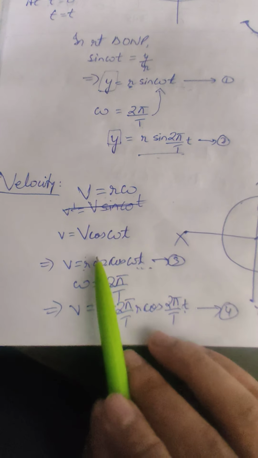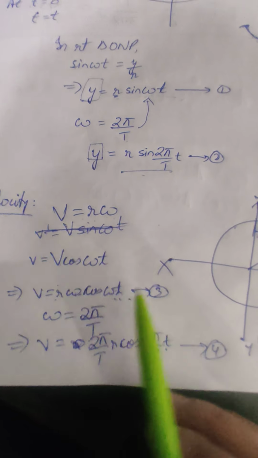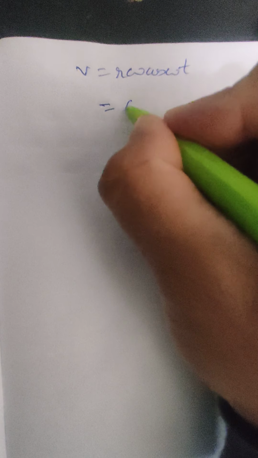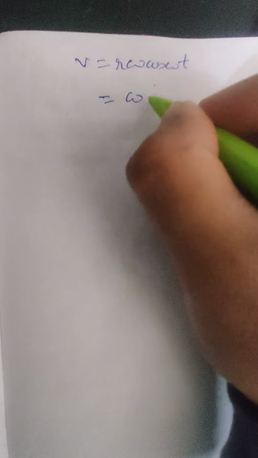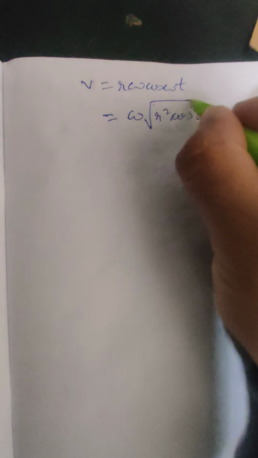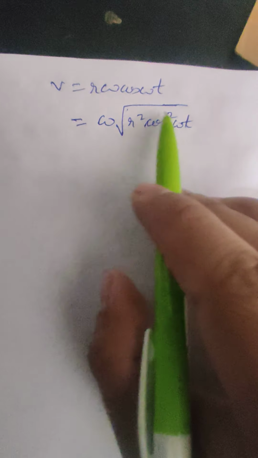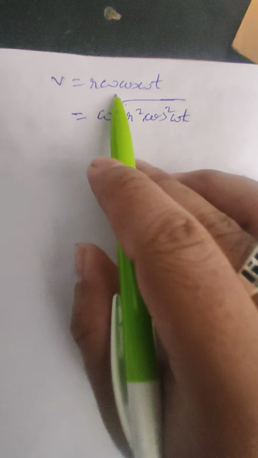Now again, let me rewrite equation 3: v equals r omega cos omega t, okay. Now we will just rearrange it. This will be equal to the root of r square cos square omega t, okay. How is it equal? If we remove the root, then the square will be gone, right? Then we are getting the same thing again.